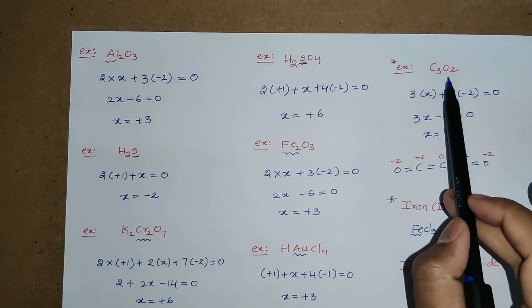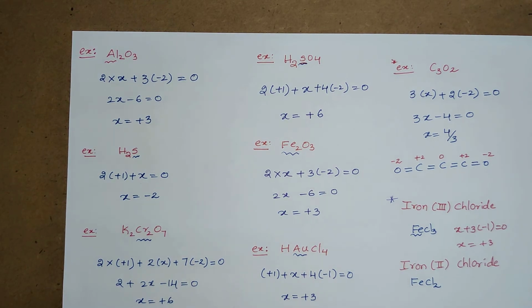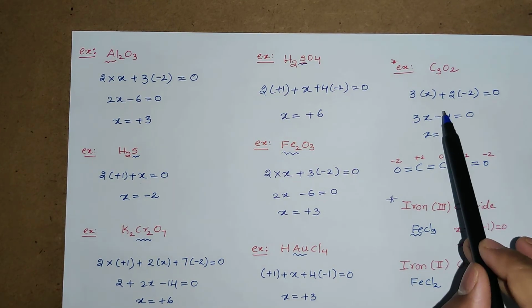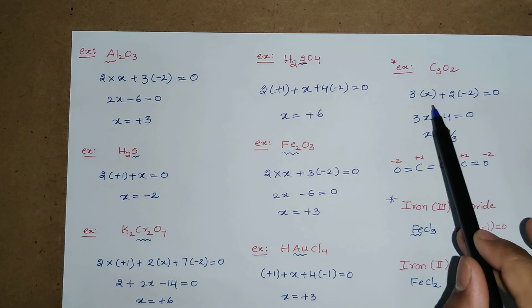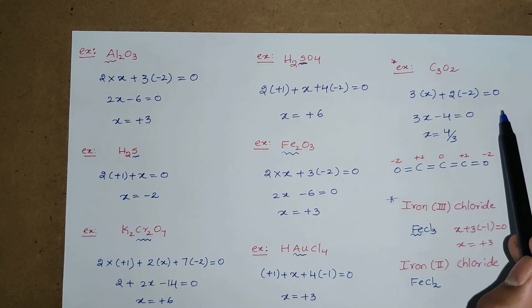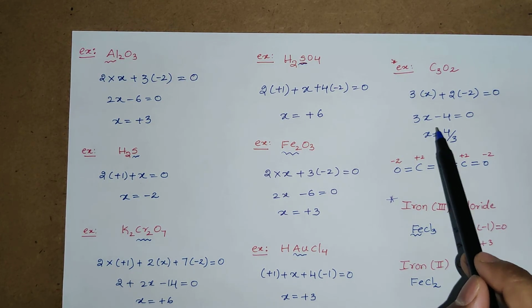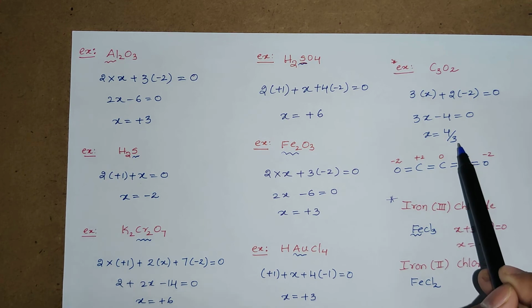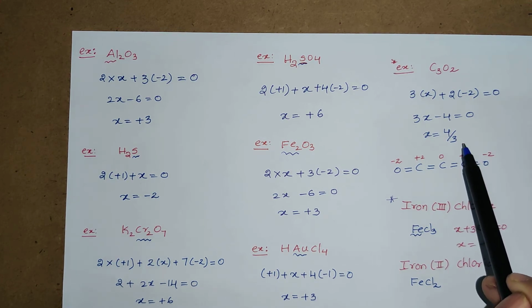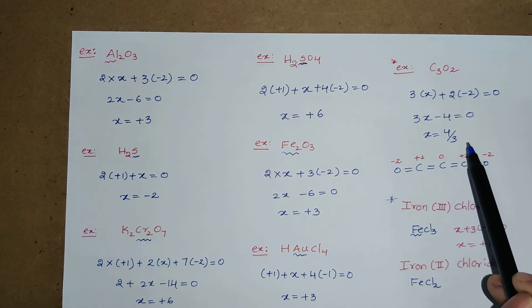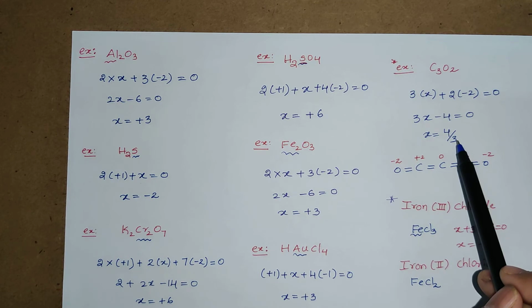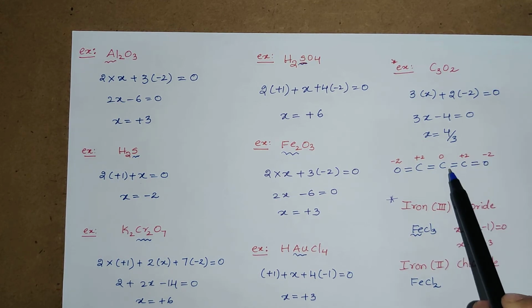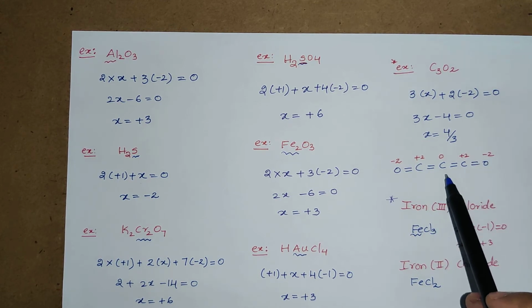Here C3O2, what is the oxidation state of carbon? Immediately we can calculate: 3 into X plus 2 into minus 2 is equal to 0. 3x minus 4 is equal to 0. X is equal to 4 by 3. This 4 by 3 is what we call here the oxidation state of carbon, but it is the average oxidation state of carbon. But its structure can reveal the actual oxidation state of the carbon atoms.